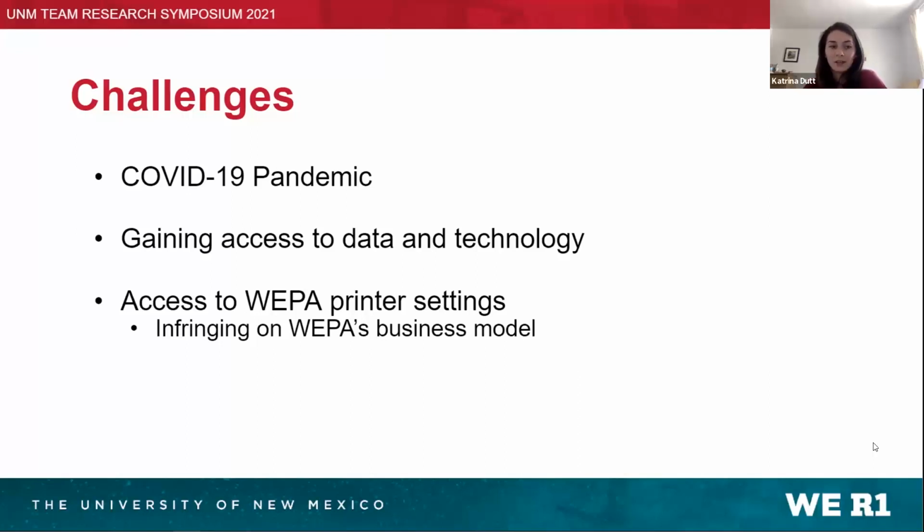And again, gaining access to data and technology requires a lot of coordination within multiple departments on campus, including IT, housing, and resource centers. And then since WEPA is an external company that manages the printing settings, it would be a little bit difficult to access those, especially if it might be infringing on their business model.